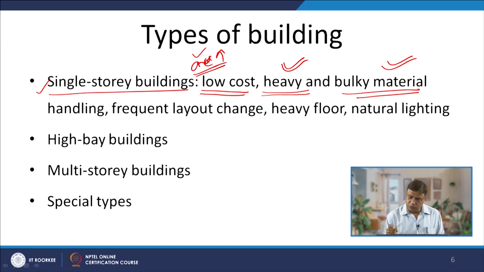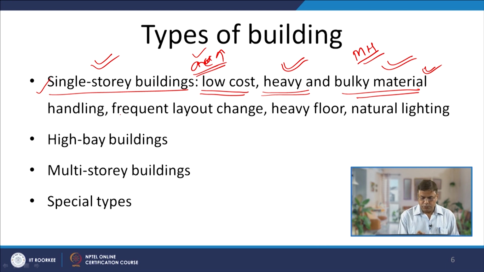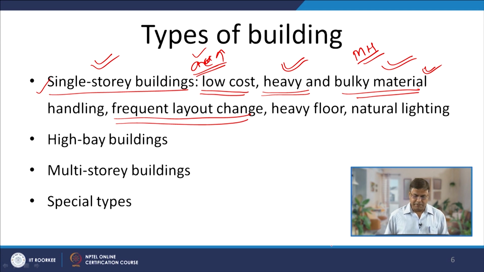So, in those situations where material handling is difficult, single story building is found to be easier, better and more efficient from the material handling point of view. Heavy and bulky material handling requirements are easily satisfied by single story buildings. Then if it is required to change the layout frequently because of very dynamic market conditions, frequent change in technology, frequent change in product designs, the single story building design is considered more favorable.